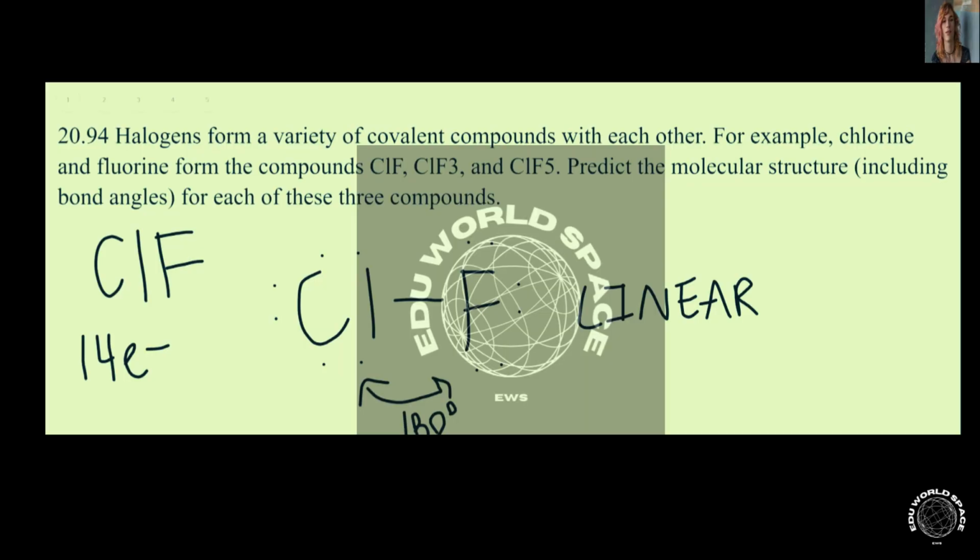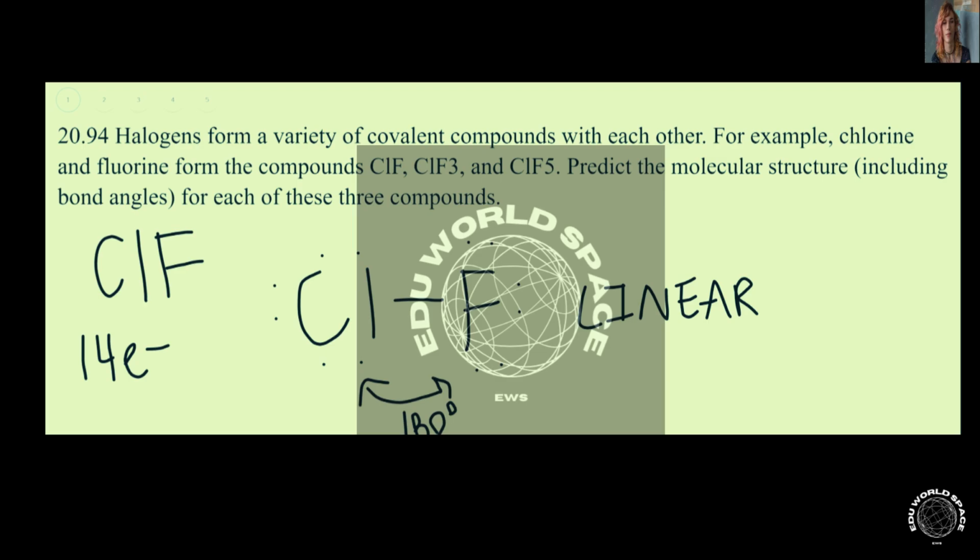So in this video, we're going to work through question 94 from chapter 20, which says halogens form a variety of covalent compounds with each other. For example, chlorine and fluorine form the compounds ClF, ClF3, and ClF5. Predict the molecular structure, including bond angles, for each of these three compounds.